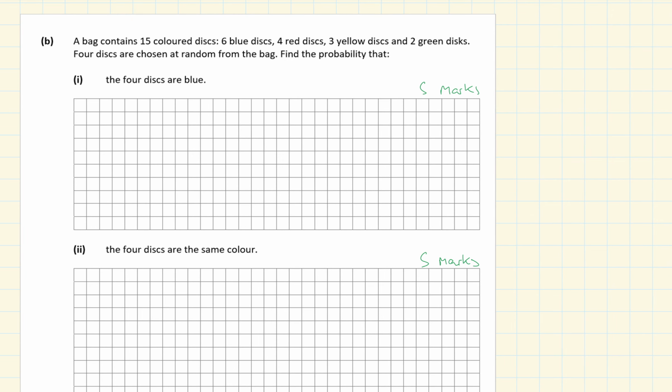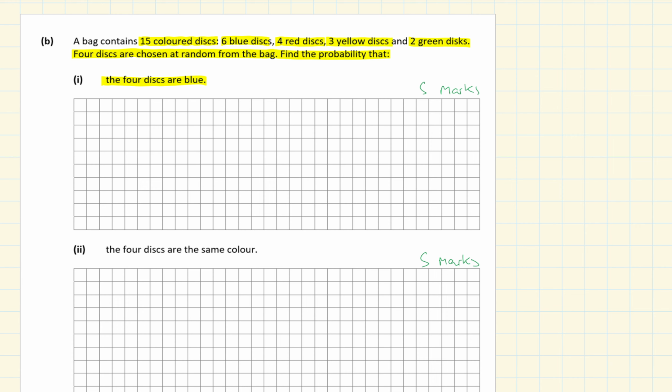Part 3 now. Change the topic. So they tell us there's a bag, has 15 coloured discs. 6 of them are blue, 4 of them are red, 3 are yellow, and 2 are green. Okay, so part 1 says, 4 discs are chosen at random, and then find the probability that 4 of the discs are blue. Okay, so what's going to happen here is another thing we're going to assume is if they're pulling discs out of the bag, that when the disc comes out, it's not going to be replaced.